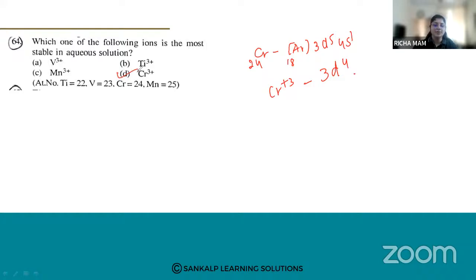So it is chromium plus 3. Okay, chromium plus 3 is in its most stable oxidation state. Yes, option number D.